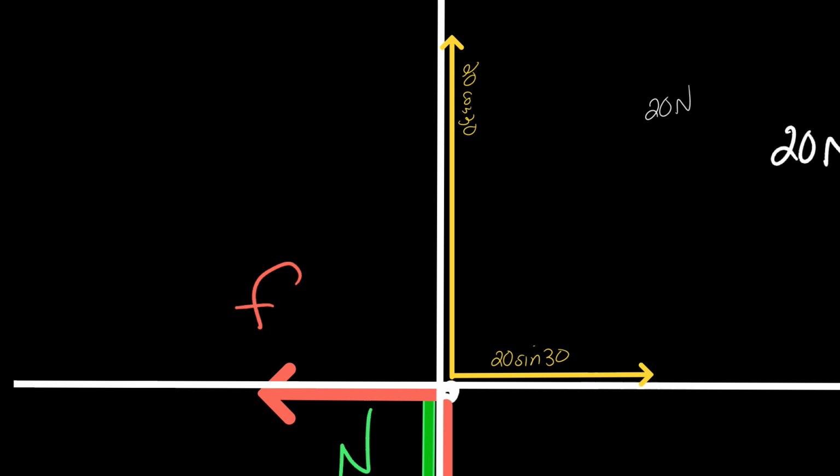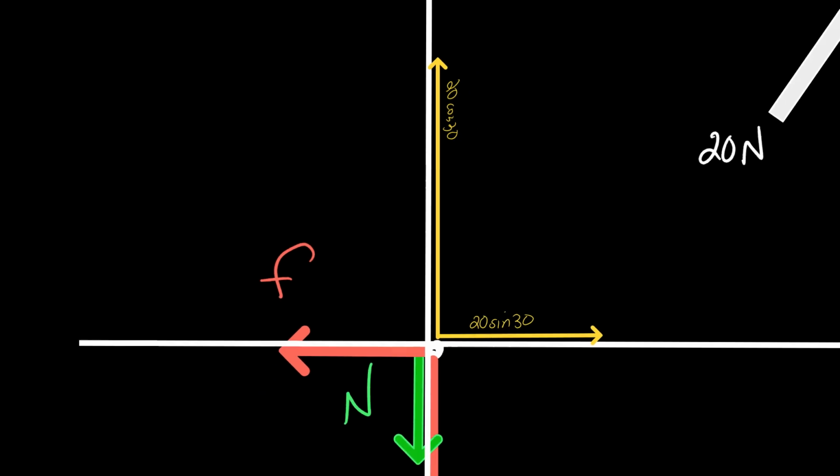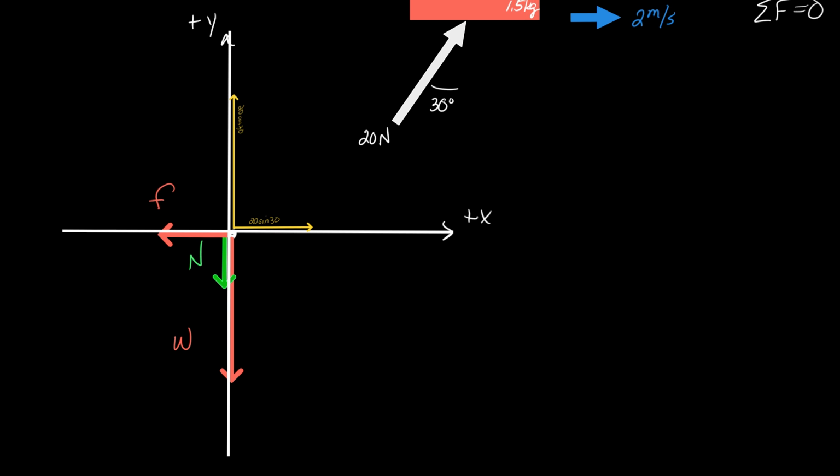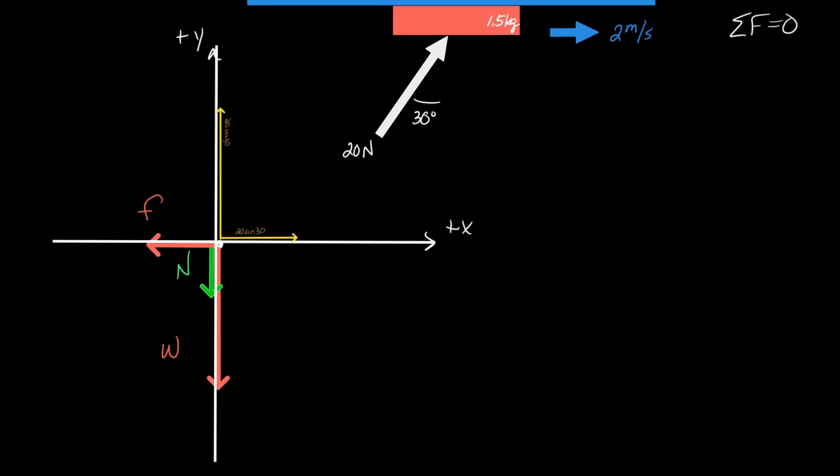And what we are left with are forces that are all aligned with the X and Y direction. Now we can go on to step 3 and apply Newton's laws to our problem. To do so, we have to break this up into the net force in the x direction, which equals 0, and the net force in the y direction, which also equals 0.